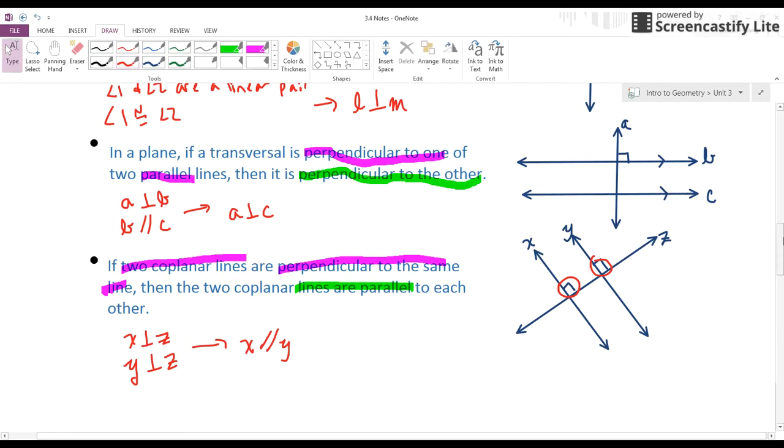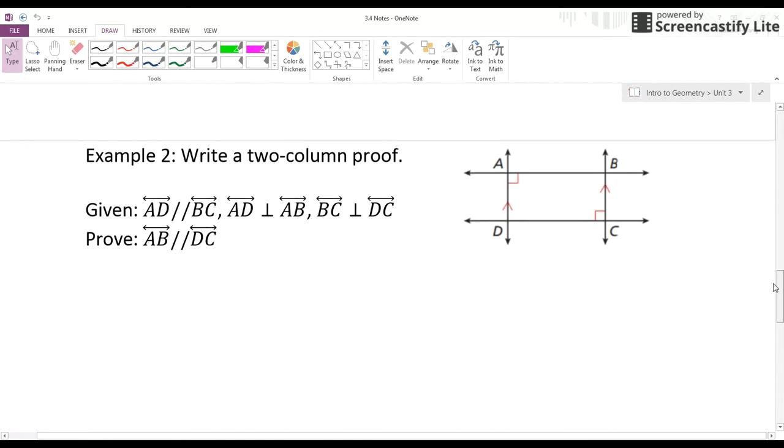So notice this time you're going to need two pieces of information to use any of these theorems. Make sure you're checking off a kind of mental checklist: do I have both pieces? If so, then I can make a conclusion. All right, so let's take a look at this final example.